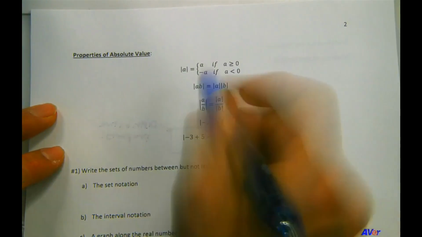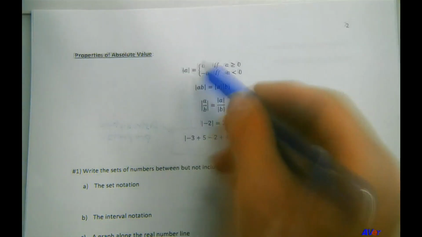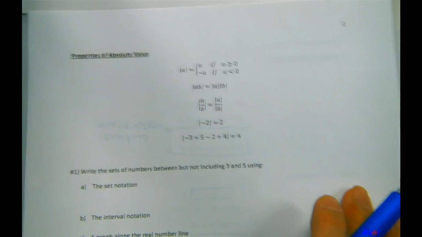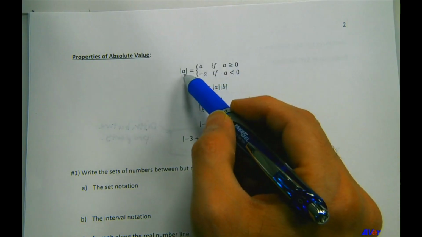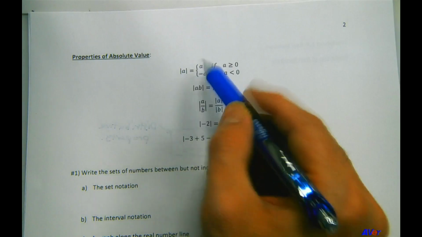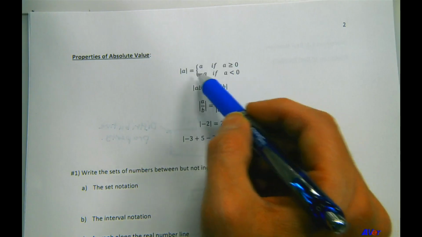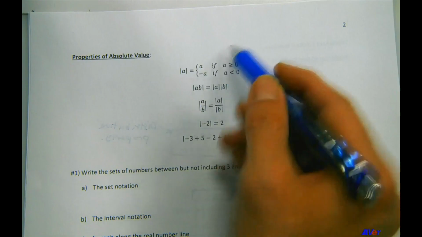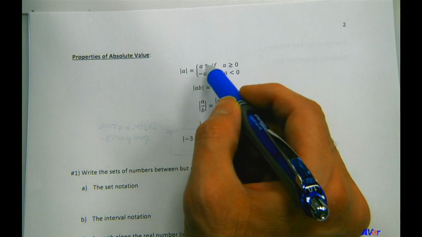So here are more properties, this time with the absolute value. If you have an absolute value, and we'll see more examples of this later, if you're solving for something that is within the absolute value, you have no choice but to remove the absolute value in order to solve for the variable that is within it. So when you remove the absolute value, you're going to end up with two solutions, not one.